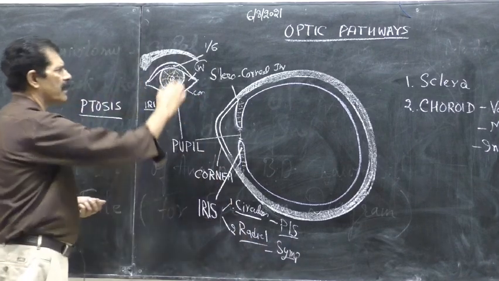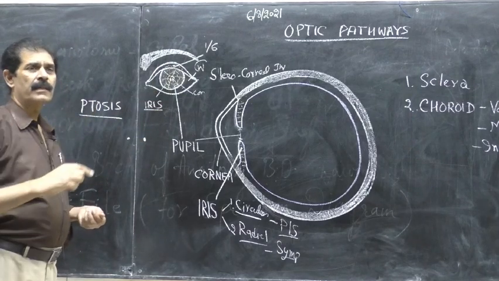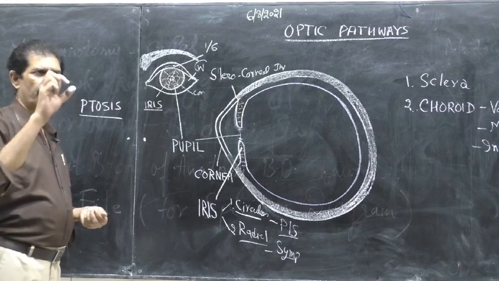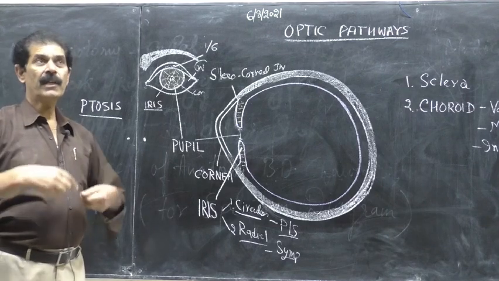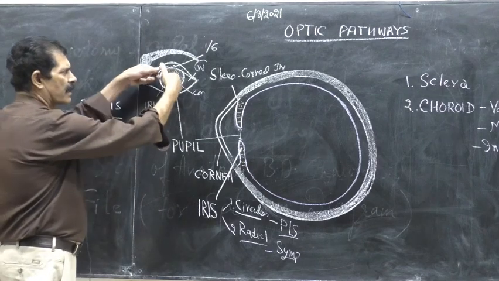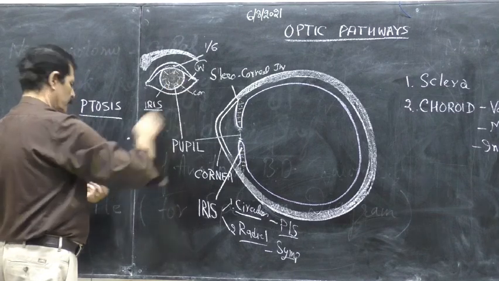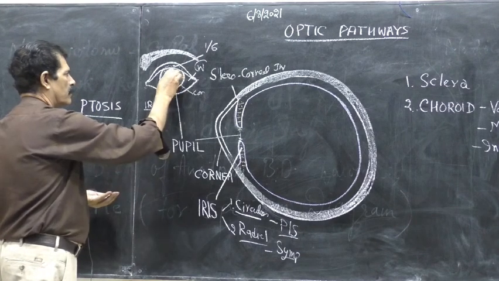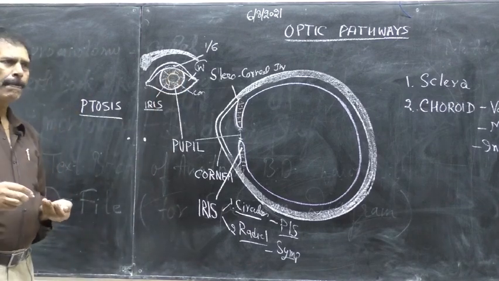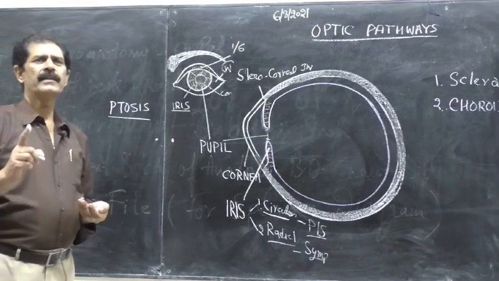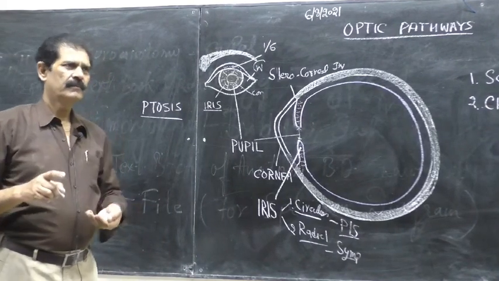So when the circular muscles contract, they bring constriction of the pupil, as during bright sunlight. In the daytime our pupil remains small to protect the retina from damage, and during evening and night the radial muscles contract. When the radial muscles contract, the pupil becomes large. That is called dilatation of the pupil and constriction of the pupil. Remember, parasympathetic is supplying the circular muscles, the sphincter pupillae.